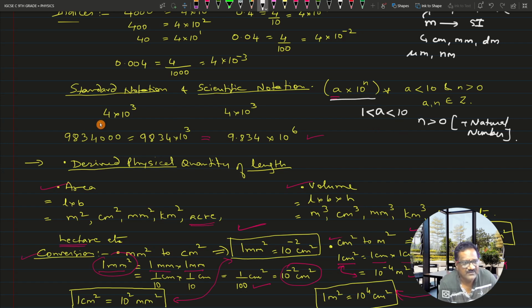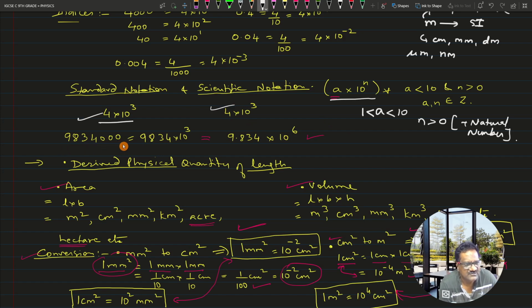For example, 4 into 10 raised to 3 is a number in scientific notation form. Why? Because 4 is a number between 1 and 10 and 3 is a positive integer. So 4 is the value of a and 3 is the value of n. It satisfies the definition which says that a should be between 1 and 10 and n should be a positive natural number or greater than 0. Because it satisfies this condition, this is in the standard form, or you can say scientific notation form.